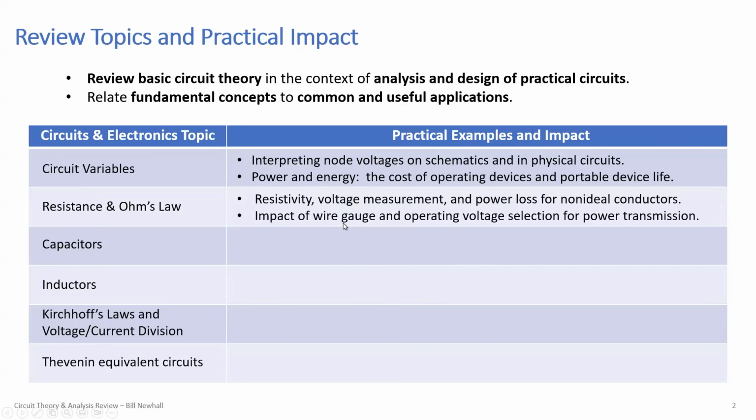So we're going to talk about the impact of wire gauge and selecting wire gauge and selecting operating voltage for power transmission. We're going to do an example where you have a solar panel, multiple solar panels, and so what if you hook them all in parallel, all in series, you have a certain gauge wire, you change that gauge wire, how much power is lost, what's the power efficiency, what's the cost of going to a more efficient setup, or the cost savings.